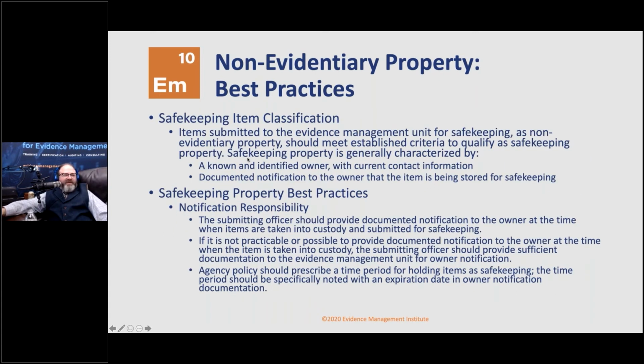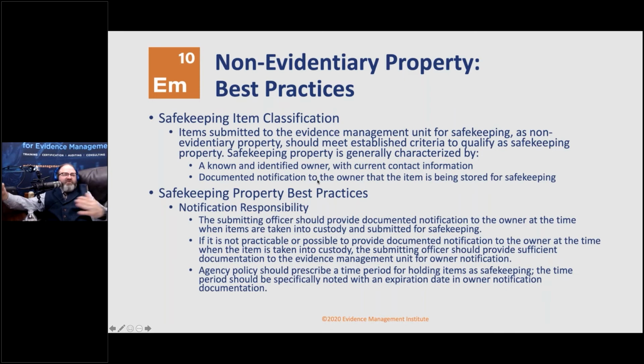Just a couple of items about safekeeping. If you're going to take things in for safekeeping purposes, it is important that you as an agency require the officer to identify the owner for whom you are keeping that item safe. That needs to happen prior to submission. I can't tell you how many times I've heard of officers submitting evidence for safekeeping, but we haven't documented or identified the owner of that property. Well, it's not really safekeeping if we don't know who it belongs to.